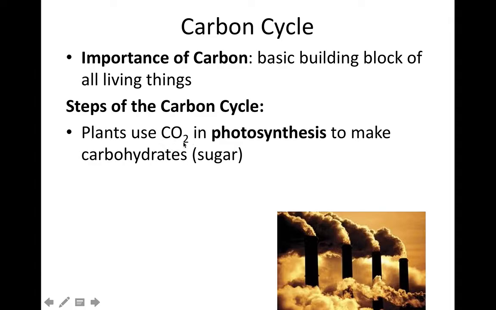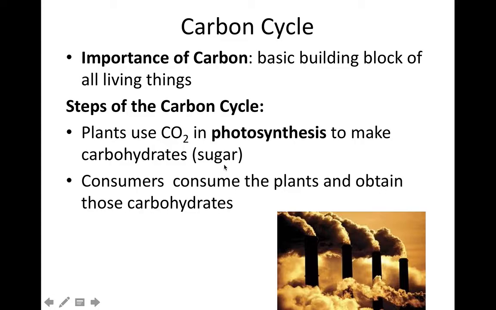Plants take the carbon dioxide in through photosynthesis. They also need water, and they conduct photosynthesis to make carbohydrates, and the carbohydrate that they make is sugar. Once plants have made this sugar, consumers can consume the plants, and then they will get the carbohydrate, and they will get the sugar. So it's going to move through the food web.